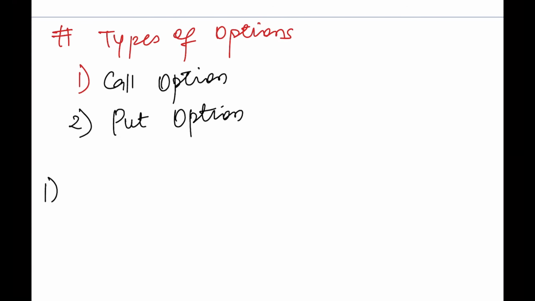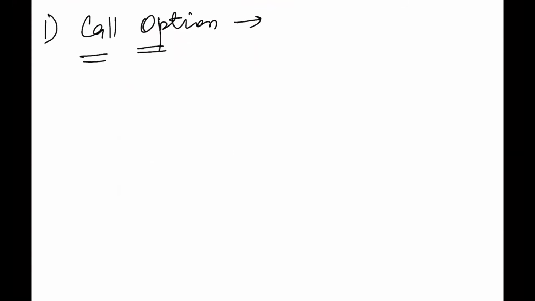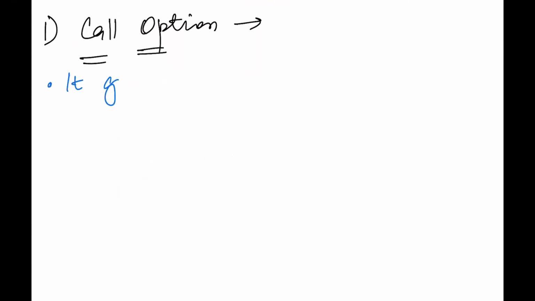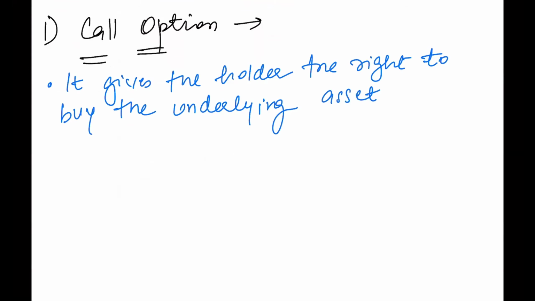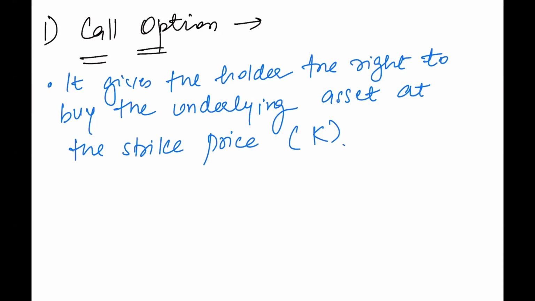So basically a call option, right? If we see a call option, it gives the holder the right to buy the underlying asset at the strike price. Or let's say we can say, at the given predetermined price that we have chosen in the contract, right?